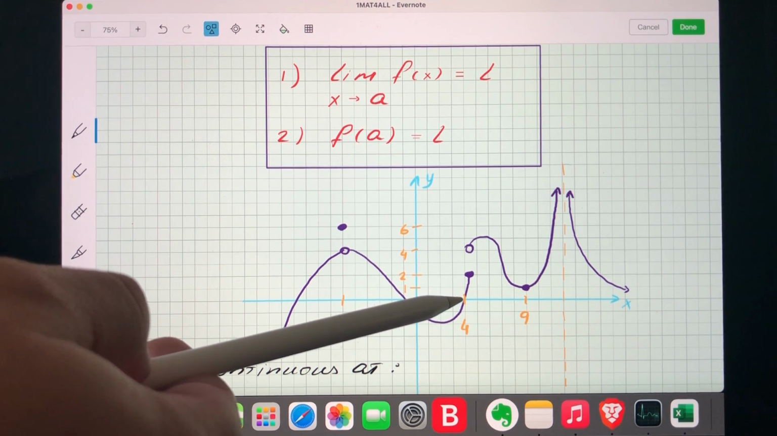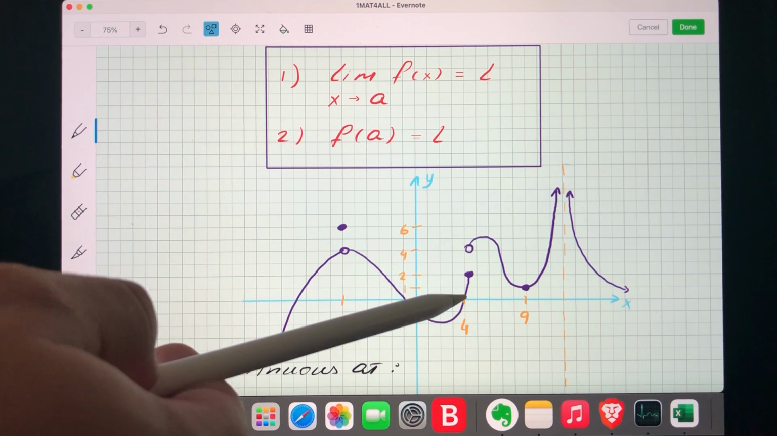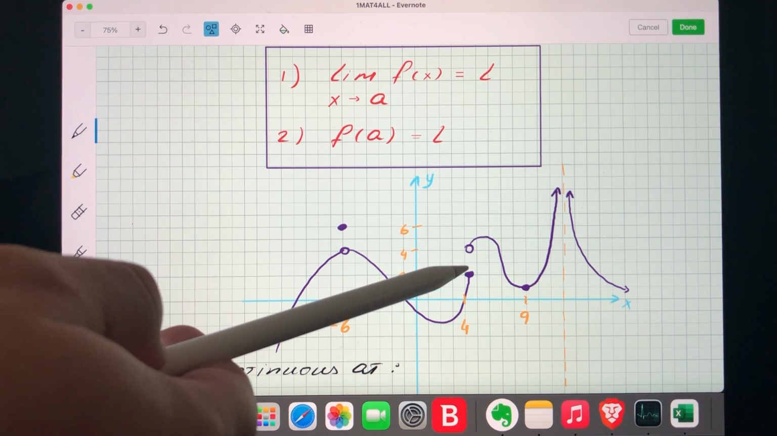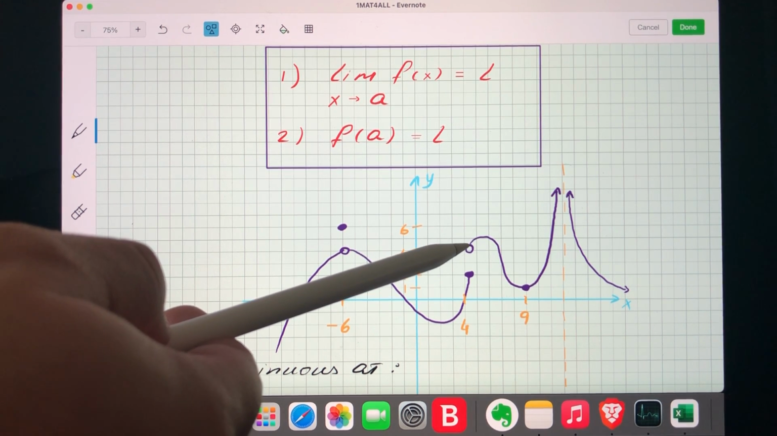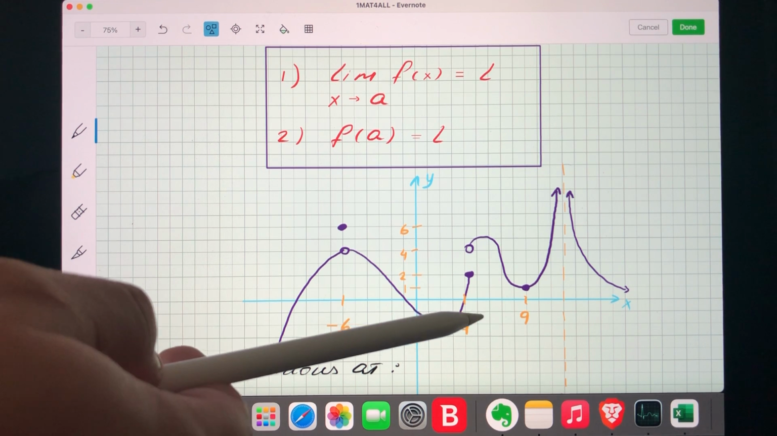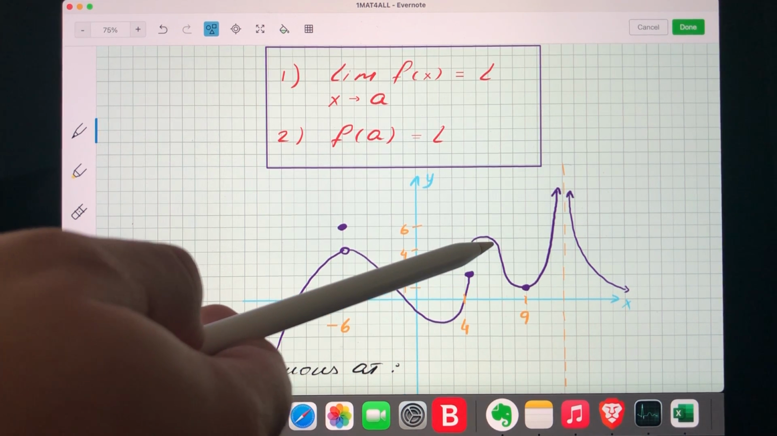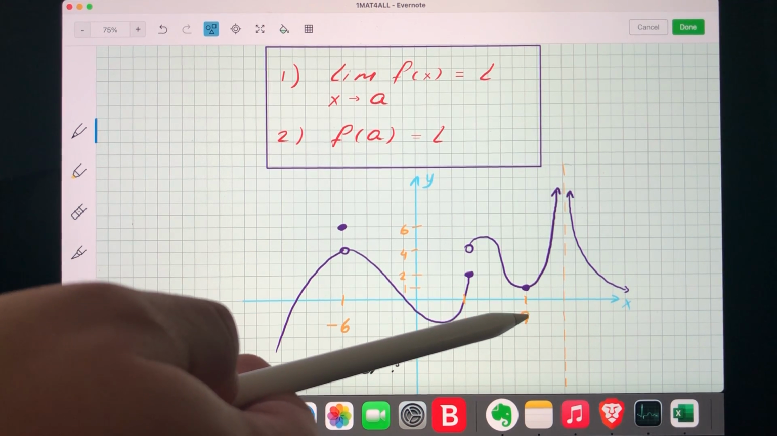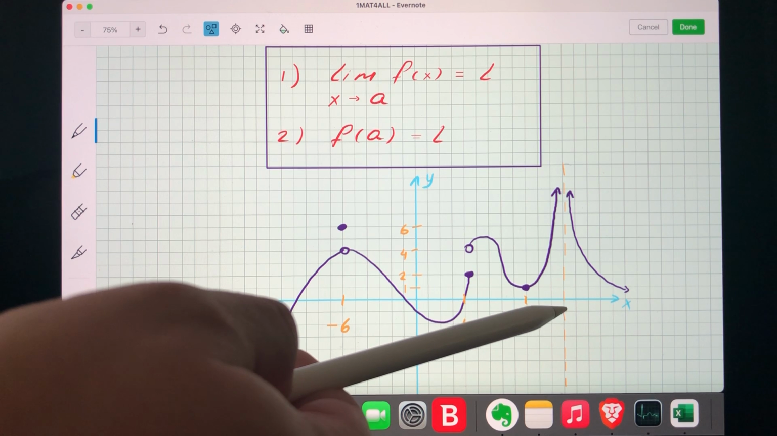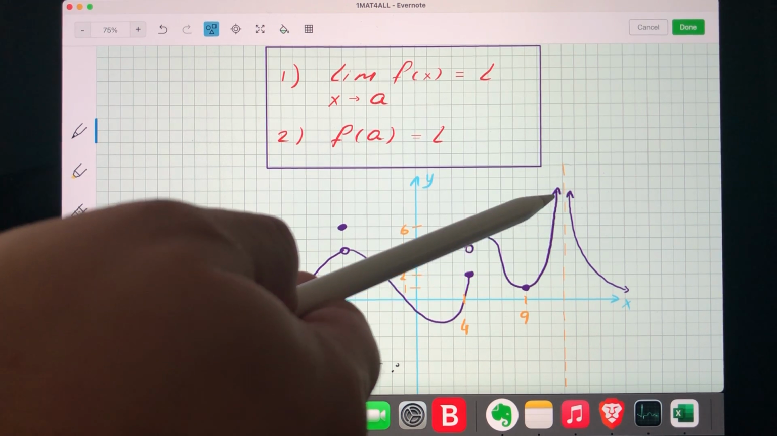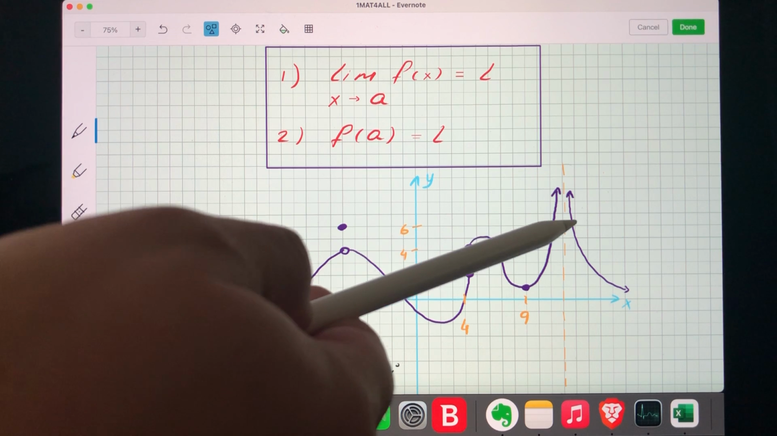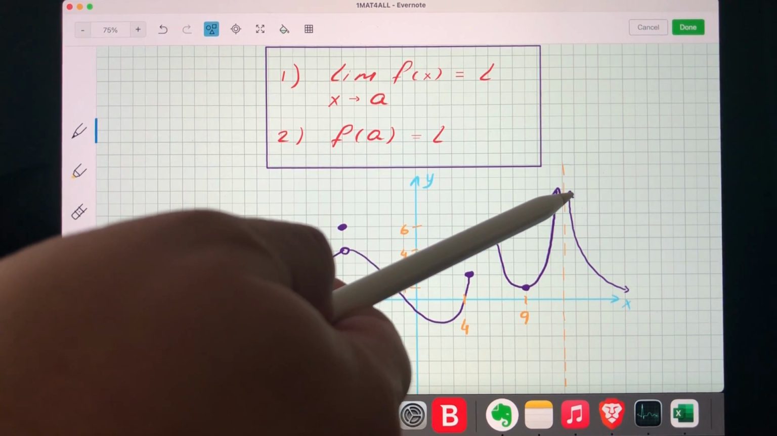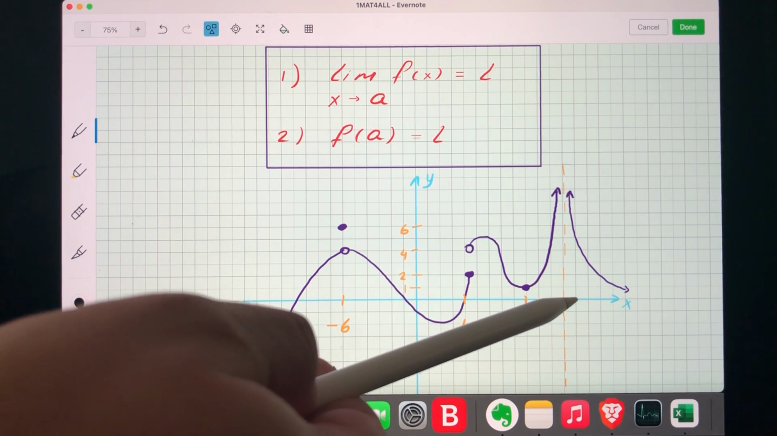Now at 4, can we draw this diagram at 4 without lifting the pencil? Once again, no. Once we get here, we have to pick up the pencil and put it here, which means this function is discontinuous at 4. But at 9, we can draw the entire diagram without lifting the pen, which means the function is continuous at 9. And at 12, the function is once again discontinuous because it's impossible to go from this arm to this arm without picking up the pencil and putting it here. So the function is discontinuous at 12.